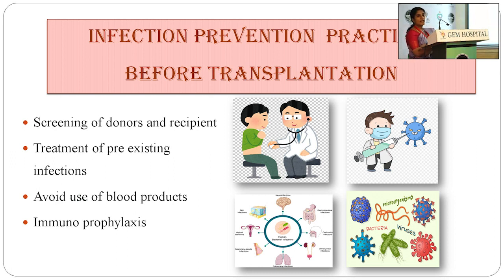And avoid use of blood products, because after the use of some blood products, there is a chance for getting hepatitis B and all. So we have to avoid all kinds of blood products or blood transfusions before the transplant surgeries. Then immunoprophylaxis, it is all regarding the vaccinations. All kinds of vaccinations the patient should undergo, like hepatitis B vaccine, flu vaccine, everything.